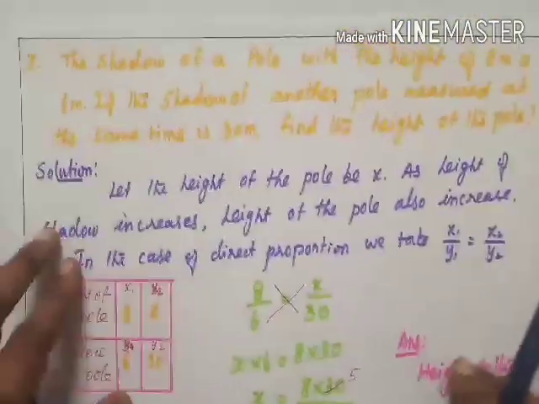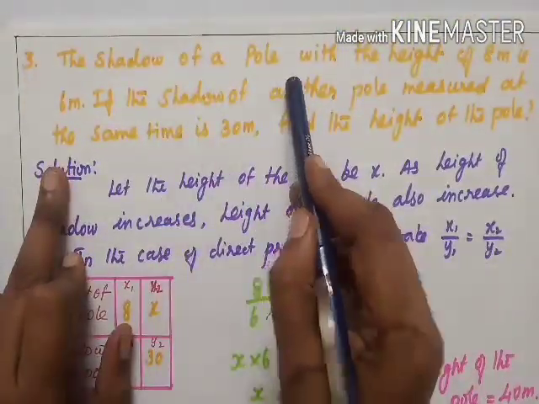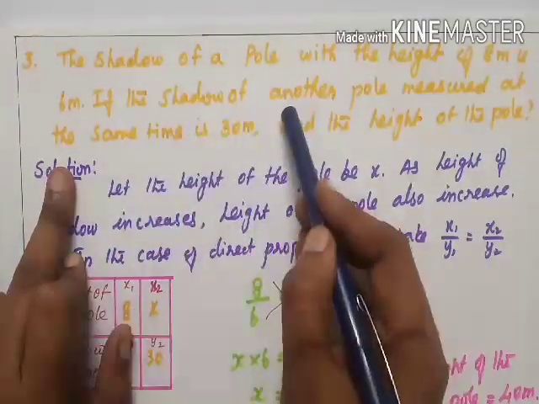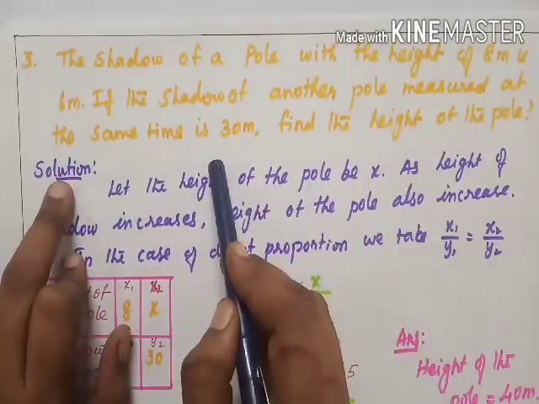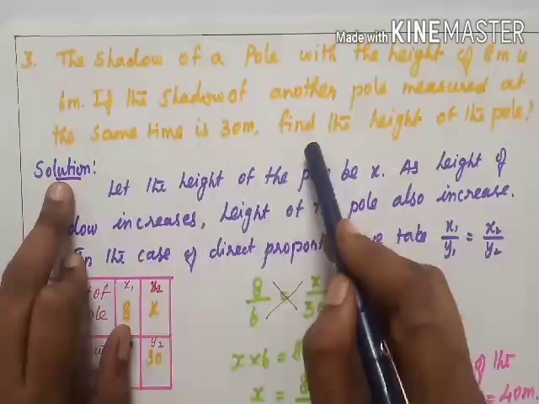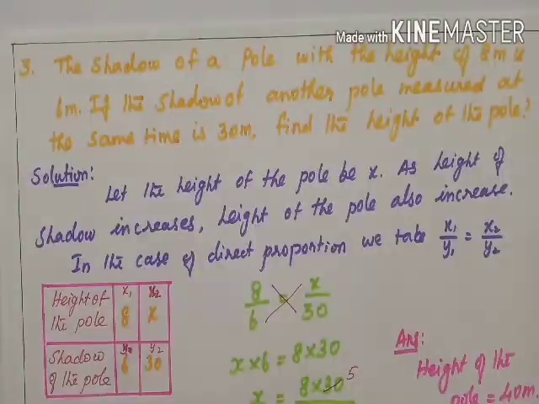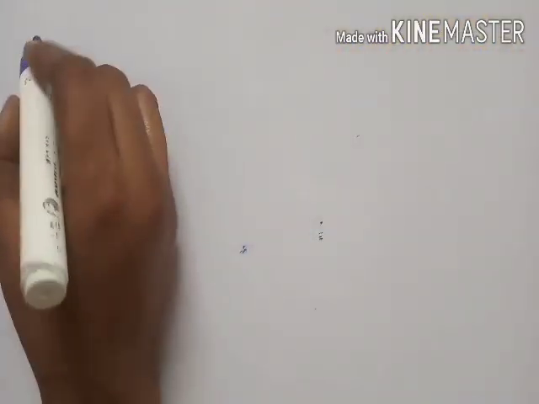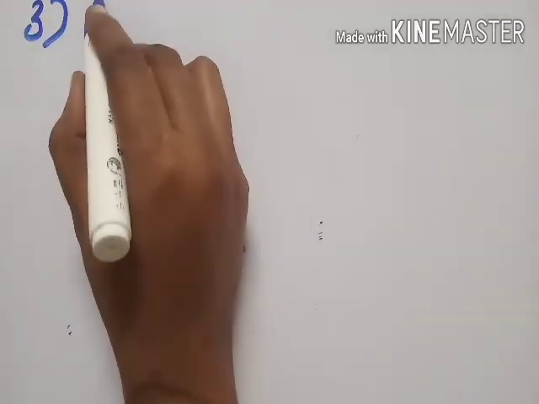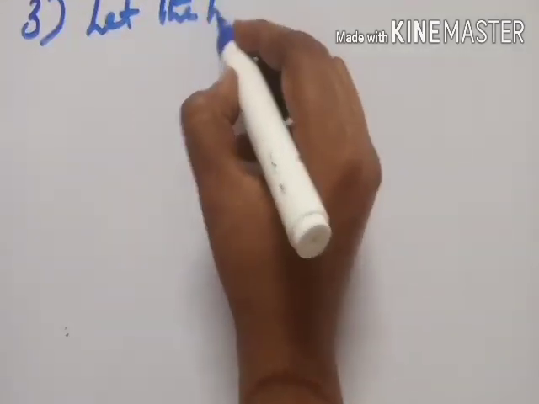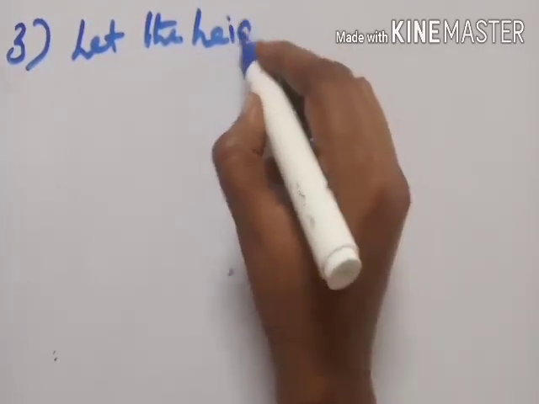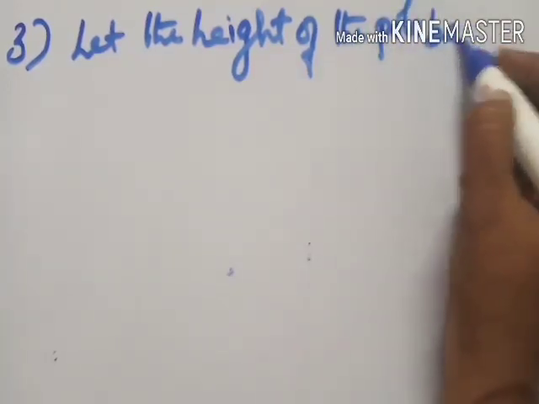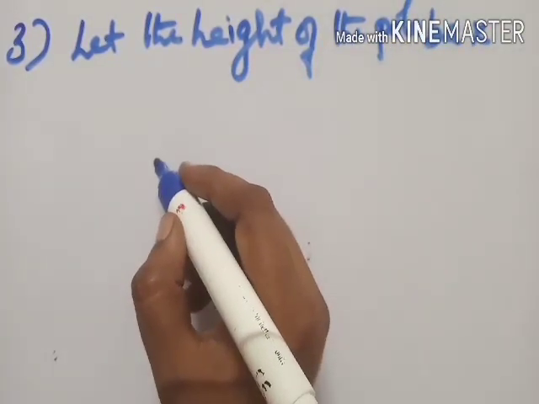See, look at the question over here. Listen, the shadow of a pole with a height of 8 meter is 6 meter. If the shadow of another pole measured at the same time is 30 meter, find the height of the pole. So, how to find the answer for this question? First I am going to take the height of the pole to be x. Third question: let the height of the pole be x.